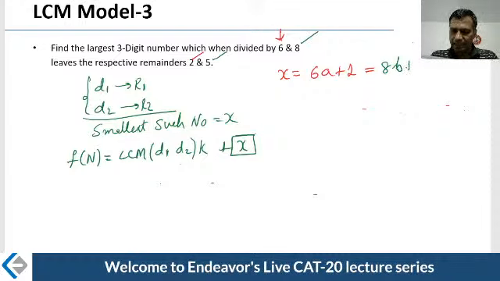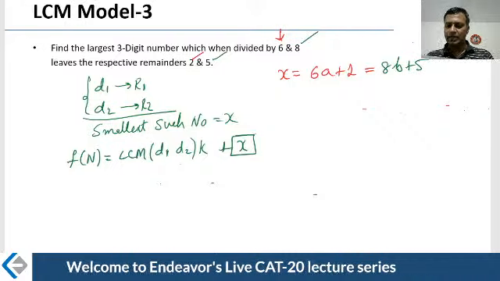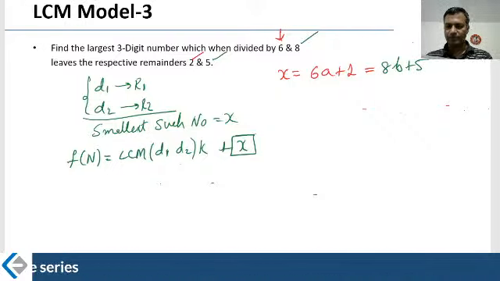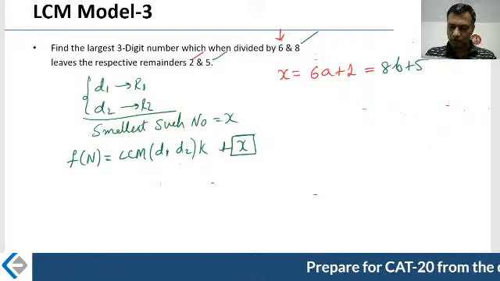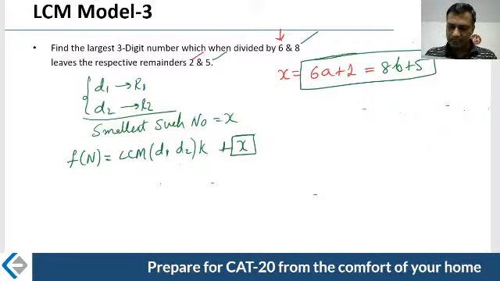This can also be written as 8 times B plus 5. It can be written in these 2 ways: 6 times A plus 2, or 8 times B plus 5. Now do what? Solve. A and B are integers.